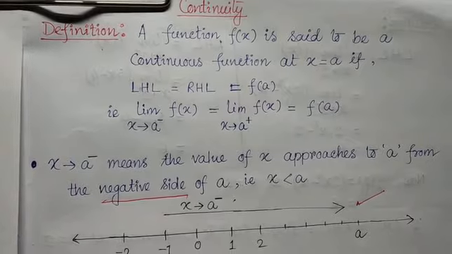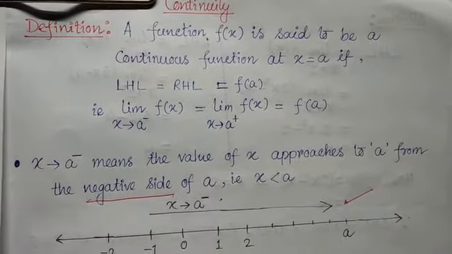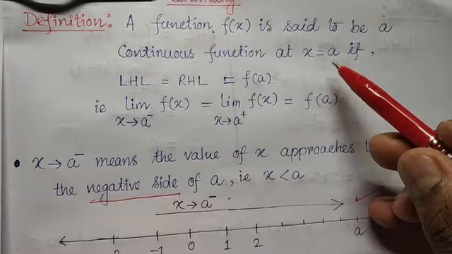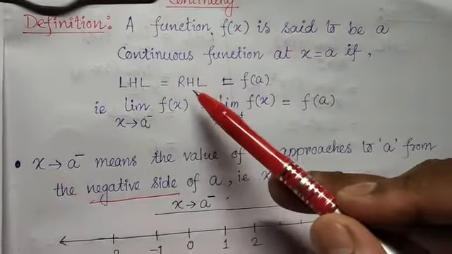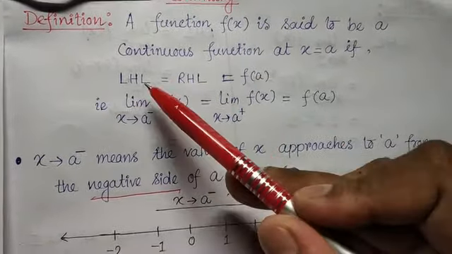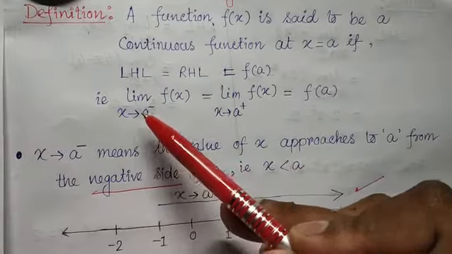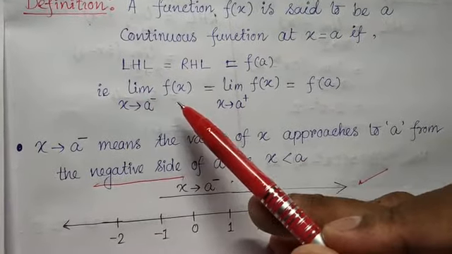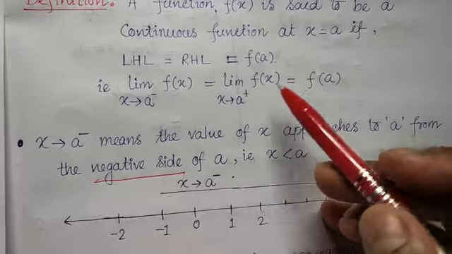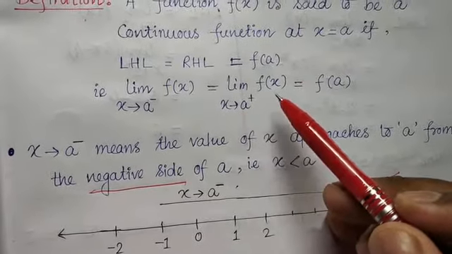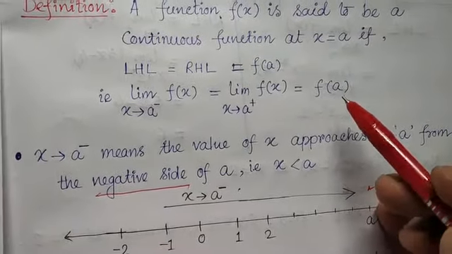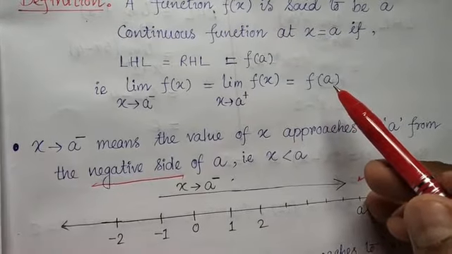See the definition first. A function f(x) is said to be a continuous function at x equal to a, where a is a real number, if LHL equal to RHL equal to f(a). LHL means left hand limit, the limit as x tends to a minus of f(x). RHL means right hand limit, the limit as x tends to a plus of f(x). And f(a) means the value of f(x) at x equal to a.